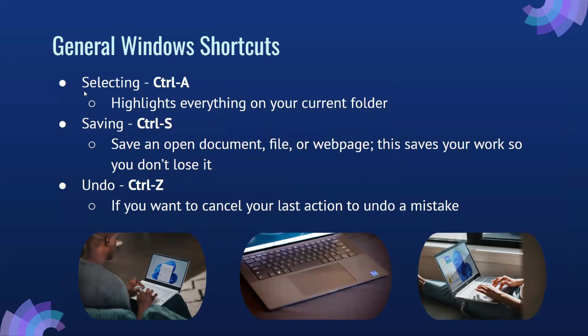So we have selecting, which is Control A, that highlights everything in your current folder. That can be useful if you're trying to mass delete something, then that's a really useful shortcut. Saving is Control S, so if you want to save an open document, file, web page, that saves your work so you don't lose it.